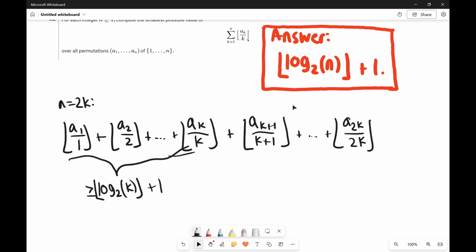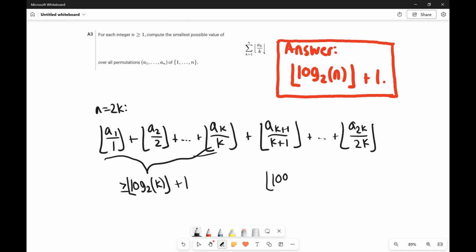And we have that this thing here is floor of log 2 of 2k plus 1. We want to show that this expression is at least this, which is just this expression here plus 1. So the only way we can fail really is if we have that this is equal to floor of log 2 of k plus 1 and this is equal to 0.